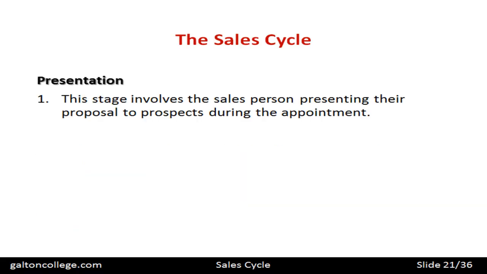Then the presentation. This stage involves the salesperson, I should say, representing their proposal to prospects during the appointment. So they're presenting the product. They're presenting the attributes and the benefits of the product. It's a presentation. They're talking about the product, how it works, what it does, how much it costs, the value for money, after sales. The talk is a selling talk.